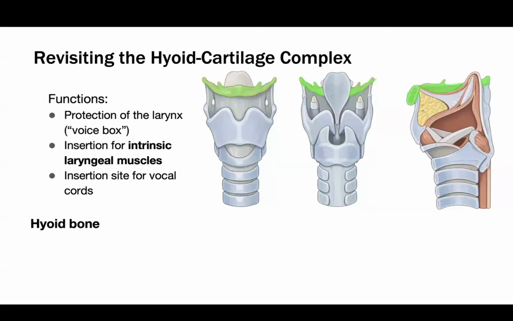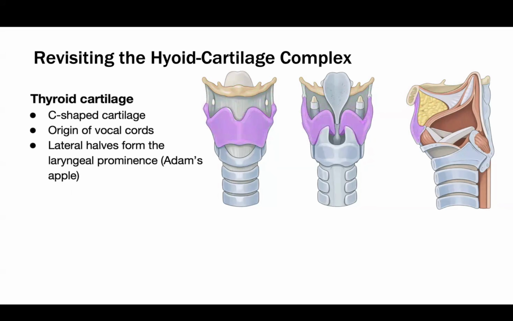The hyoid bone and the hyoid cartilage complex in general are gonna protect the larynx, provide insertion for a bunch of different muscles, including your intrinsic laryngeal muscles, and an insertion site for your vocal cords. Let's talk about the largest cartilaginous constituent of your hyoid cartilage complex, the thyroid cartilage. The thyroid is the largest laryngeal cartilage. It is shaped like a shield.